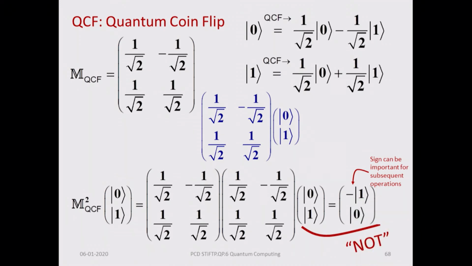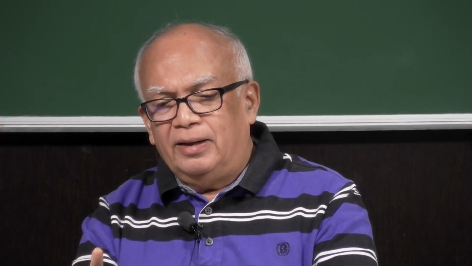Now if you use the quantum coin flip gate again, so you are now operating by the square, what do you get? So you start with 0, 1, and you end up with 1, 0. But mind you, the 1 comes with a minus sign. Okay? But for a moment, if you ignore the minus sign, then recognize the fact that you started with 0, 1 and you are getting a 1, 0. So in some sense, it is a NOT gate. Okay? In some sense, it is a NOT gate.